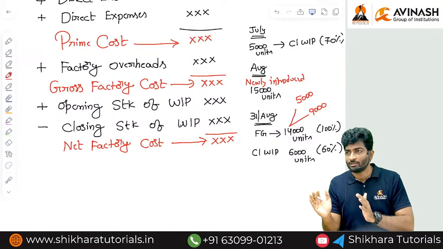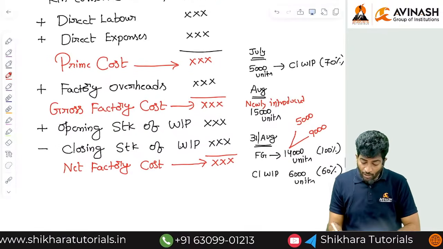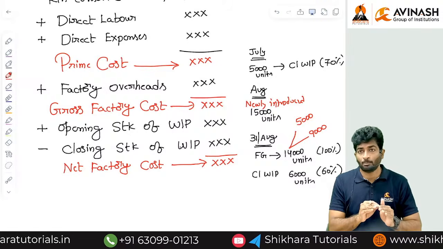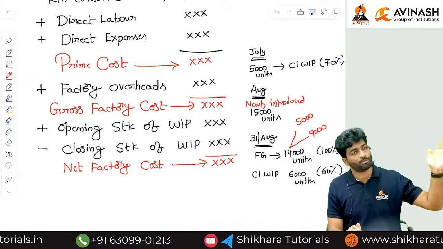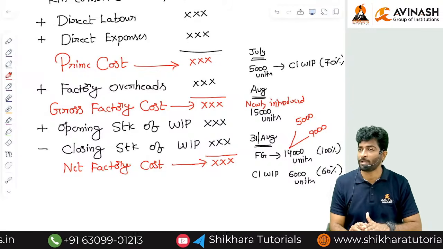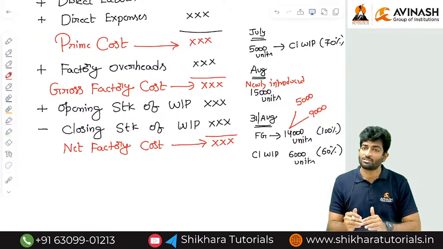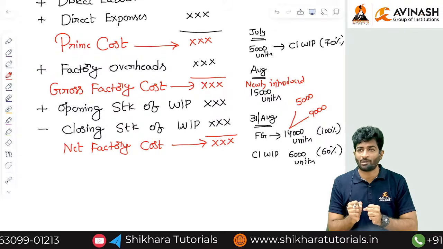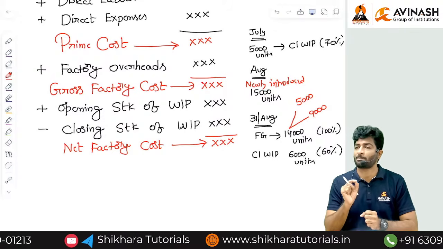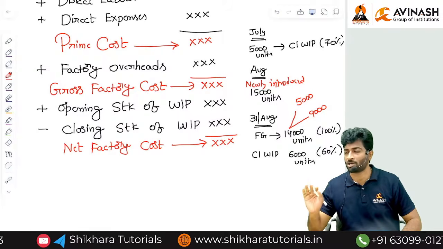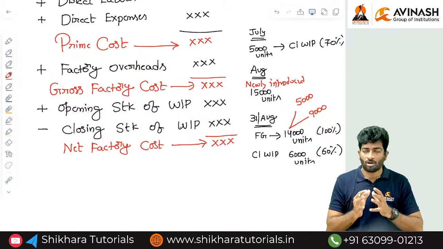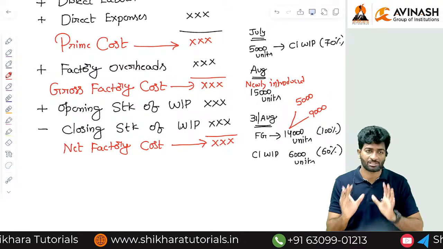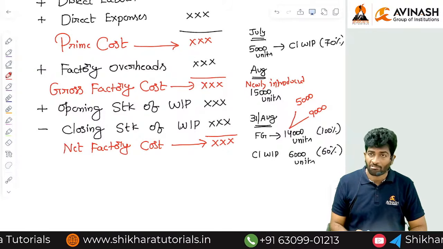Is it clear? So I can clearly say in this 14,000, 9,000 100% cost is included, 5,000 balance 30% included. That is the reason I'm adding previous period 70% as opening stock of WIP, and 6,000 units 60% cost is also incurred in this August month. But I want to find out only the cost of fully completed units, cost of production quantity. I'm subtracting that 6,000 units 60% cost as closing stock of WIP, so that I will have the cost of only production quantity completed units in my cost sheet. Is it clear?